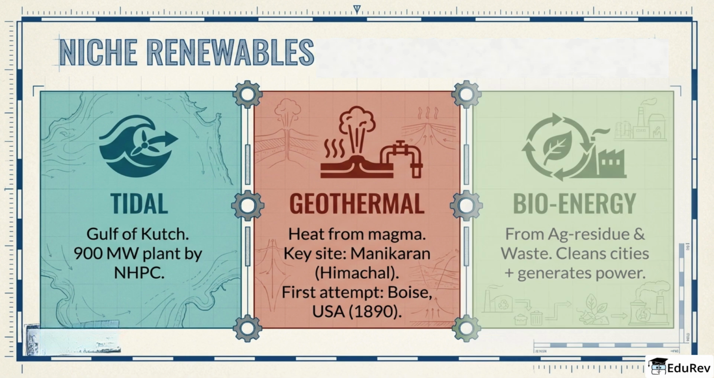Third, bioenergy. This comes from agricultural residue and waste. That is why it does two things together. It helps clean waste and also generates power. UPSC often ignores these because students ignore them. That's exactly why these become good prelims questions.